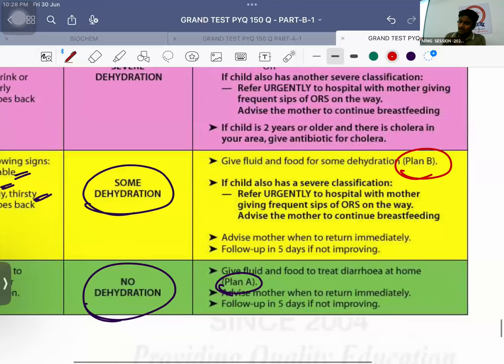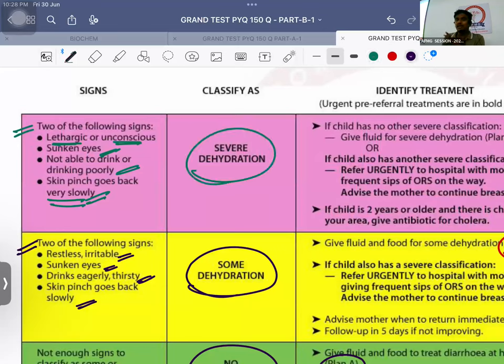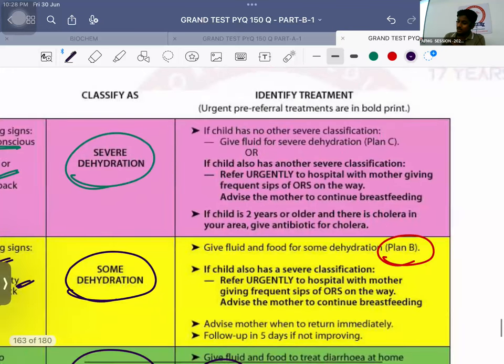plan B. Next, if the child is having any of these signs, that is the general danger signs, that means the child is lethargic or unconscious, or the child is having sunken eyes, or the child is not able to drink, or the child is drinking very poorly, and the skin pinch goes back very slowly. Okay, so this is the pink category, that is severe dehydration, and here the child will be treated with plan C. Plan A is what?